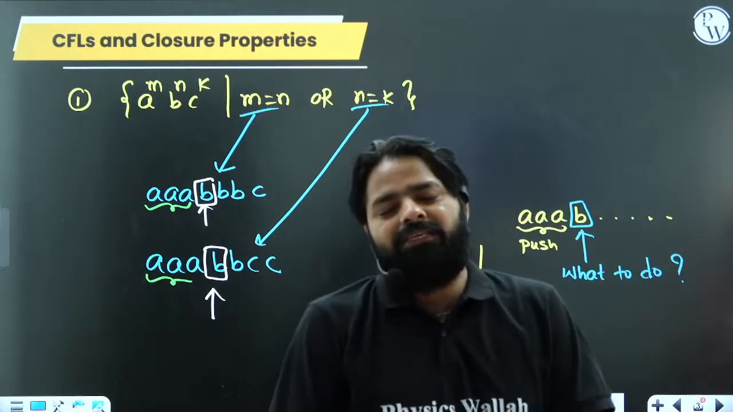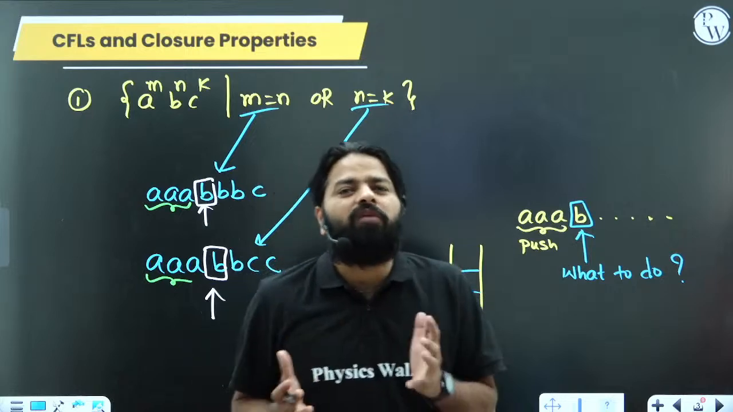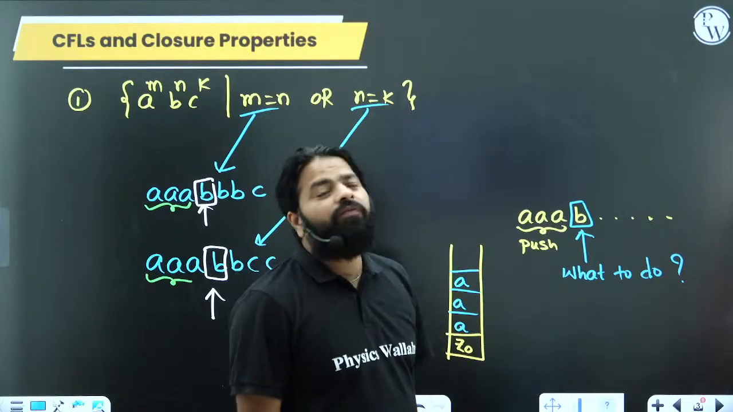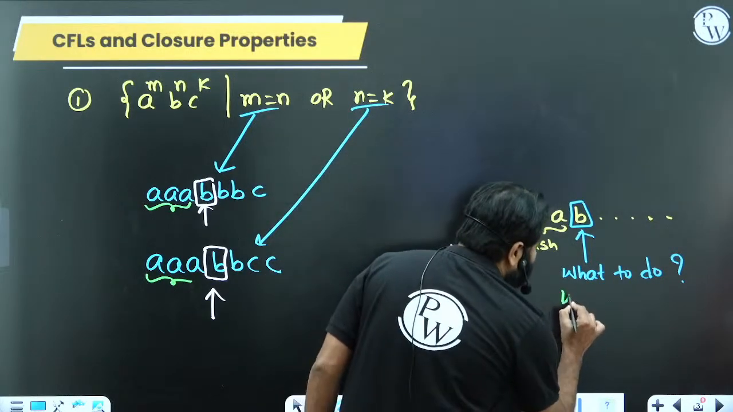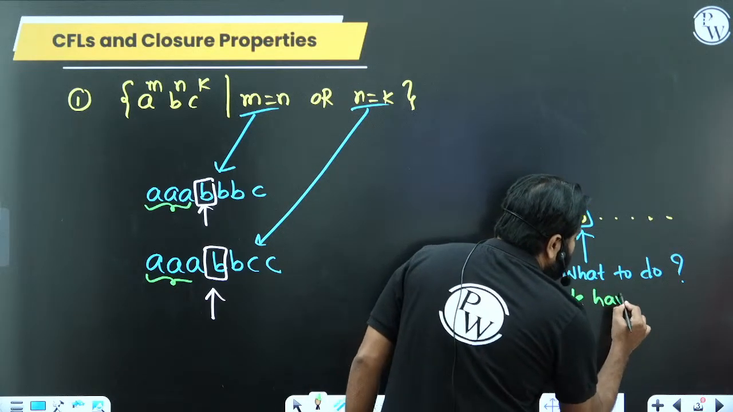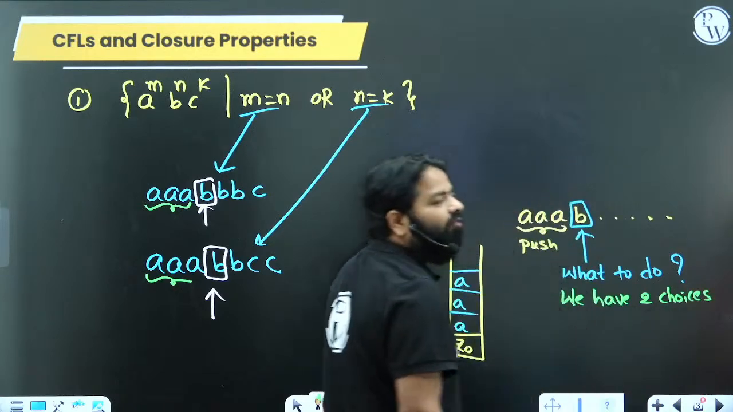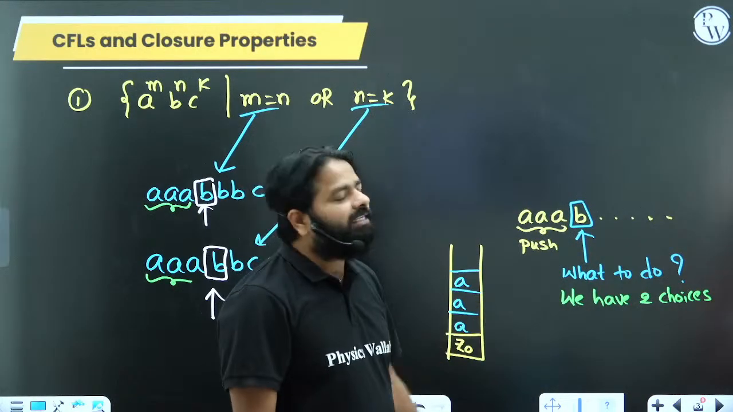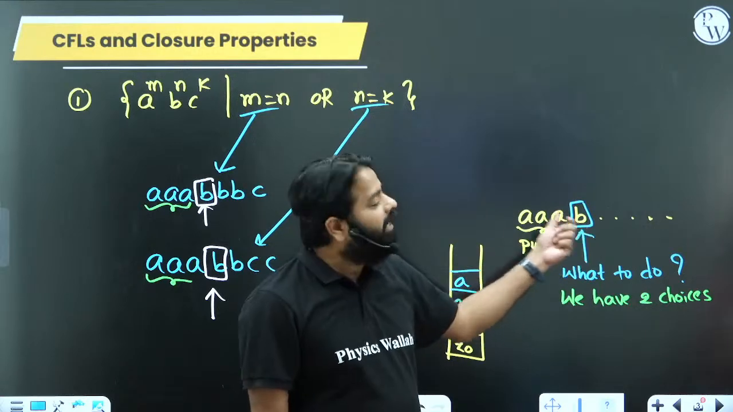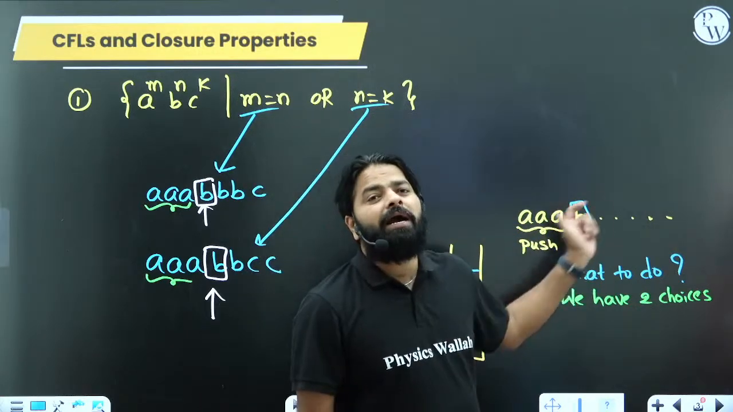Okay, there is no pop and push. You don't know what to do. Now what to do? We don't know. We have two choices. I'm already helping you. We have two choices, we don't know exactly. This B's might be equal to A's, or this B's might be equal to C's.